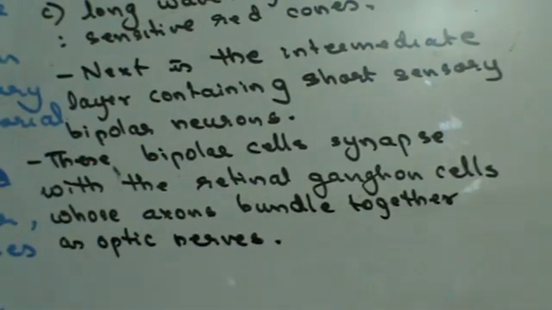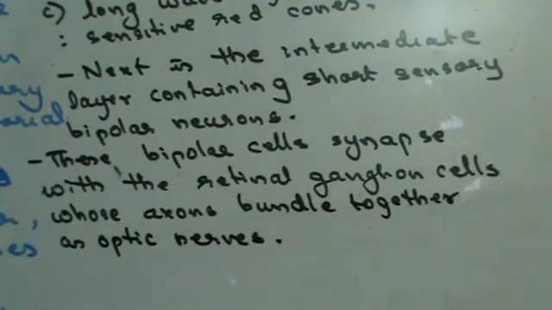So you would have the axons of the retina that would bundle together in the optic nerves, and the bipolar cells, the short sensory bipolar neurons, would receive those impulses from the axons of the retina through the synapses, right?